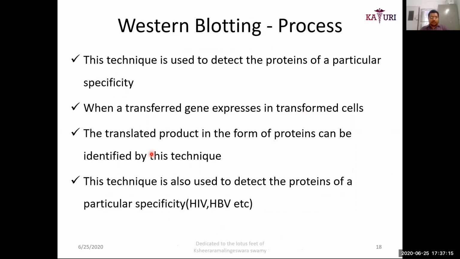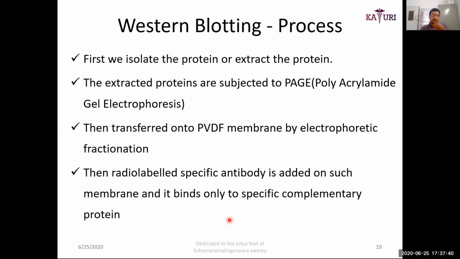The translated product should be identified by this technique, and it can also be used to identify specific proteins. For example, HIV expresses some proteins like GP41, GP24, and HBV also expresses some proteins. Whether antibodies against these proteins are present in the blood or not can be identified by using the Western blotting technique. Okay, so first what we do is isolation and extraction of the protein.